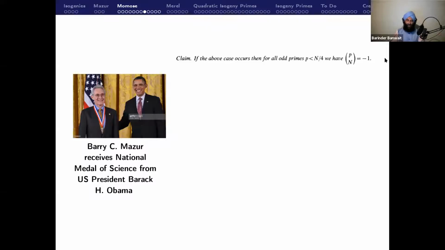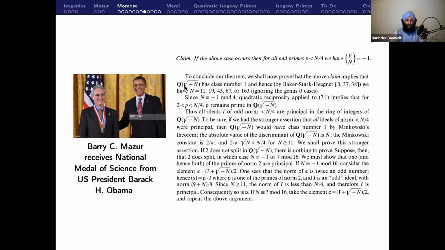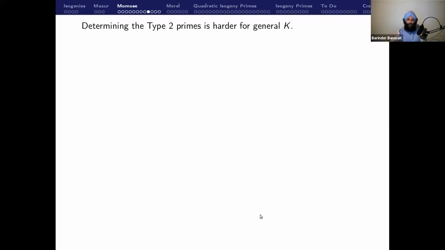Towards the end, he proves this claim that if the above case occurs, which means that n is effectively a type 2 prime, then for all odd primes p less than n over 4, we have some Legendre symbol condition. And this boils down to saying that p does not split in Q adjoin root minus n. Mazur is able to go from this claim to proving that Q adjoin root minus n has class number 1, and therefore he can apply Baker-Stark-Heegner to say that n must be one of these five values. The proof to go from this claim to class number 1 uses nothing more than undergraduate algebraic number theory. He's even computing Minkowski constants here. But doing this explicitly for general K is much harder.